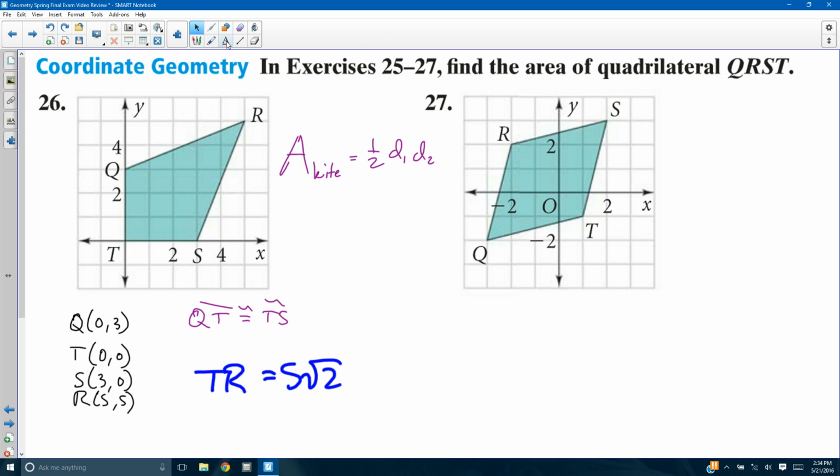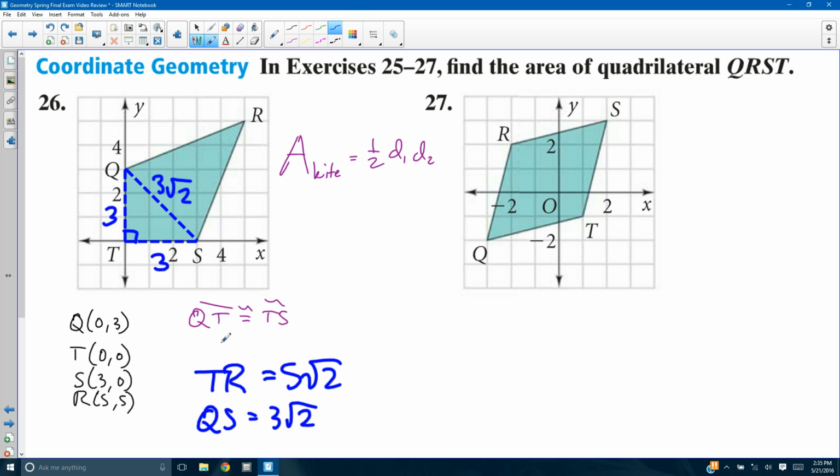Okay, finding the length of the other one, QS, same thing, in that it's an isosceles right triangle. Why? Because TS is 3, QT is 3. So this is a right triangle here with 3, 3 and a 45, 45, 90. QS is 3 root 2. So now we have the lengths of our two diagonals. They are perpendicular to each other.